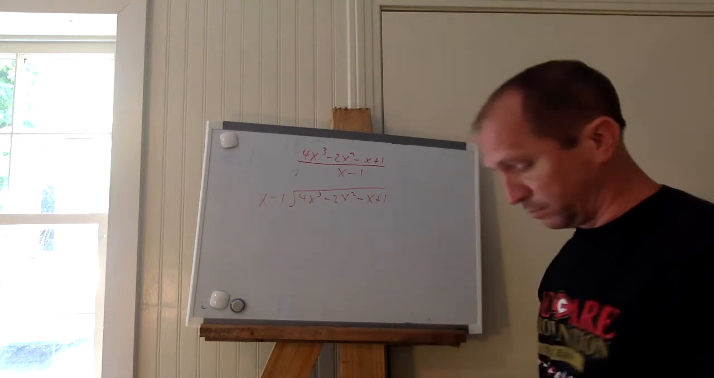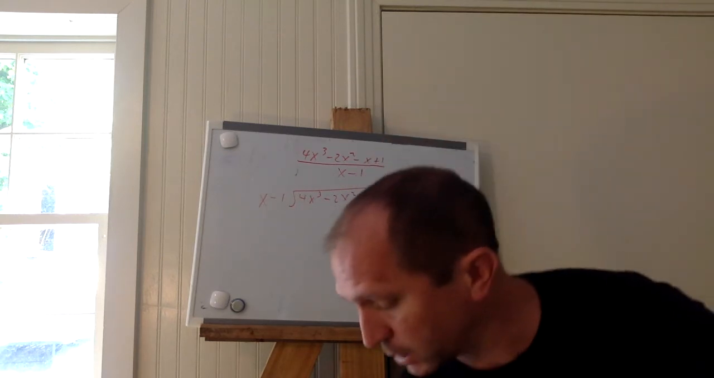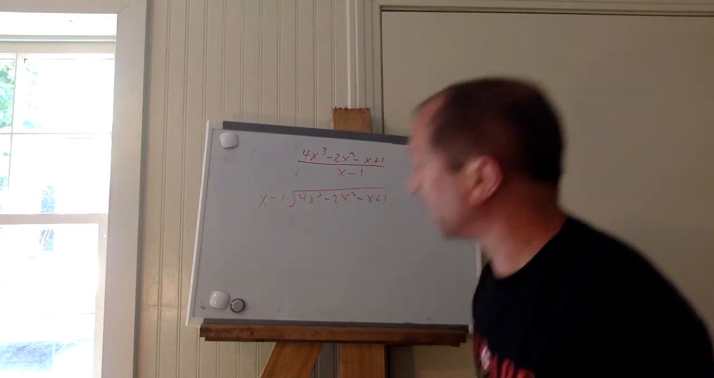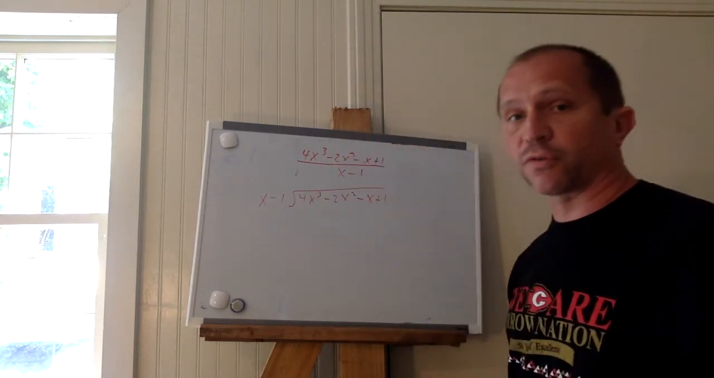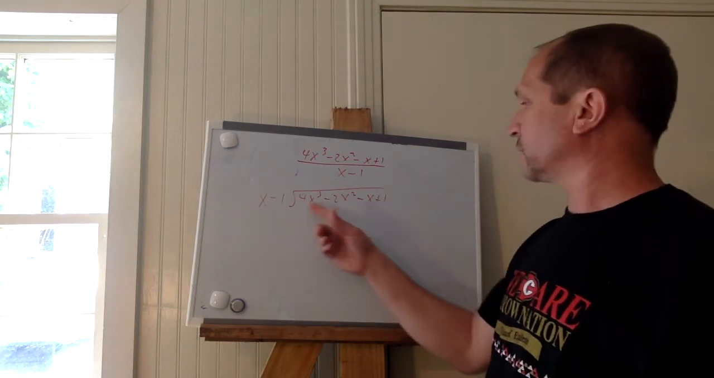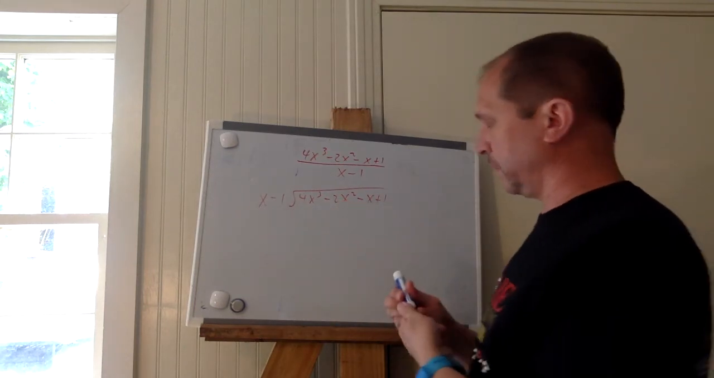Now, I do it this way. Some people do it other ways, but I like lining up my x squared terms, my x cubed terms, my x terms, and so forth all in one column. So I'm going to say, I know 4x squared, and I'm going to put it right here.